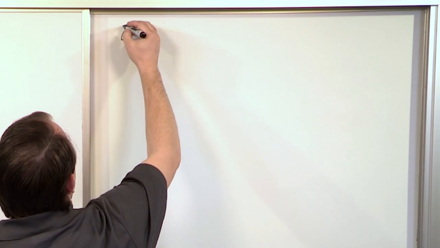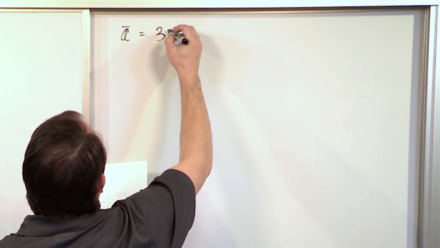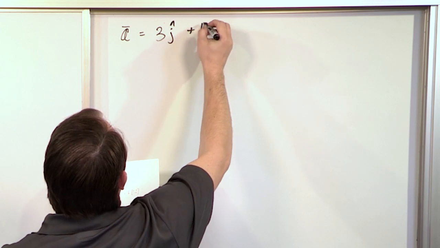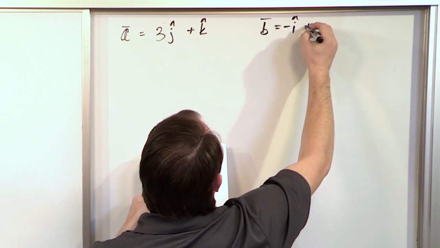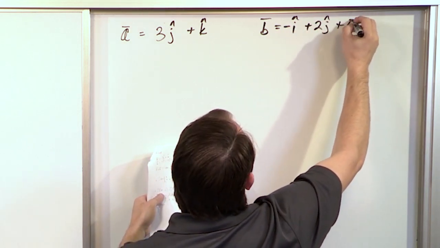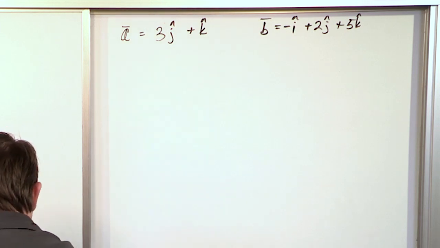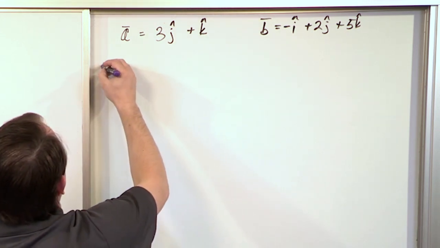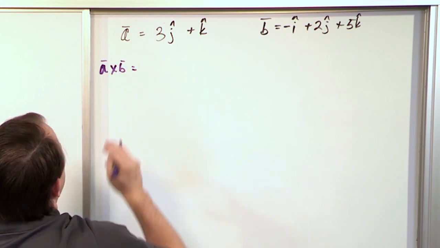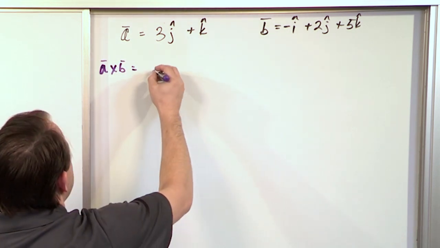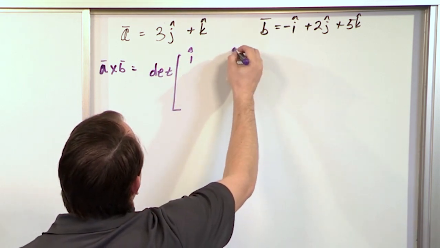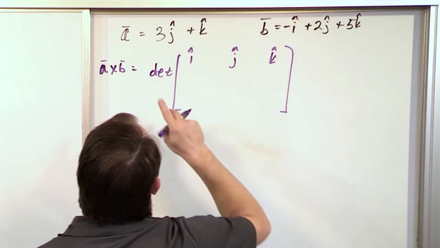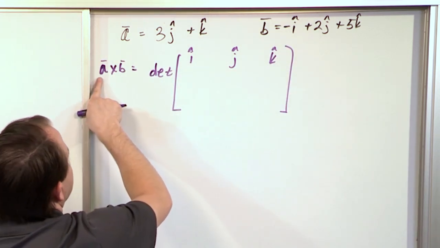All right, we'll do one more. Vector A is 3j plus k, and vector B is negative i plus 2j plus 5k. And we want to find the cross product, which is A crossed with B. It's going to equal the determinant of the large matrix that has in the first row i, j, and k. Vector A has to come first because that's the first in the cross product.